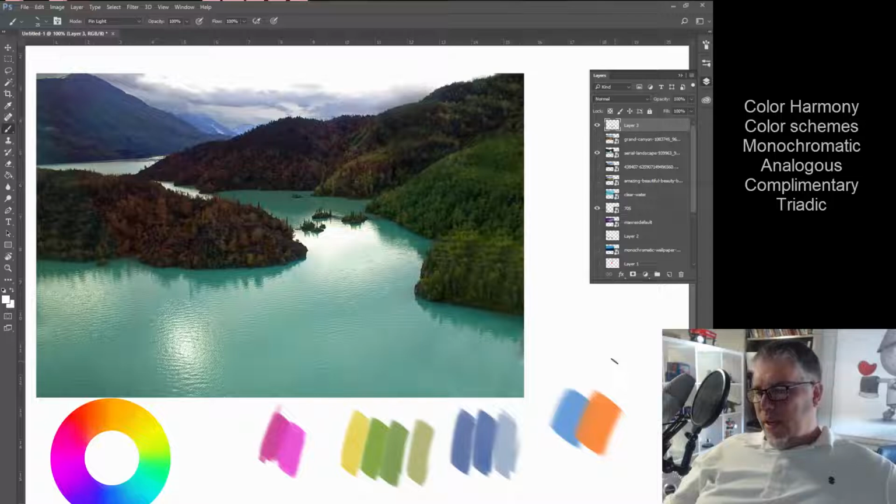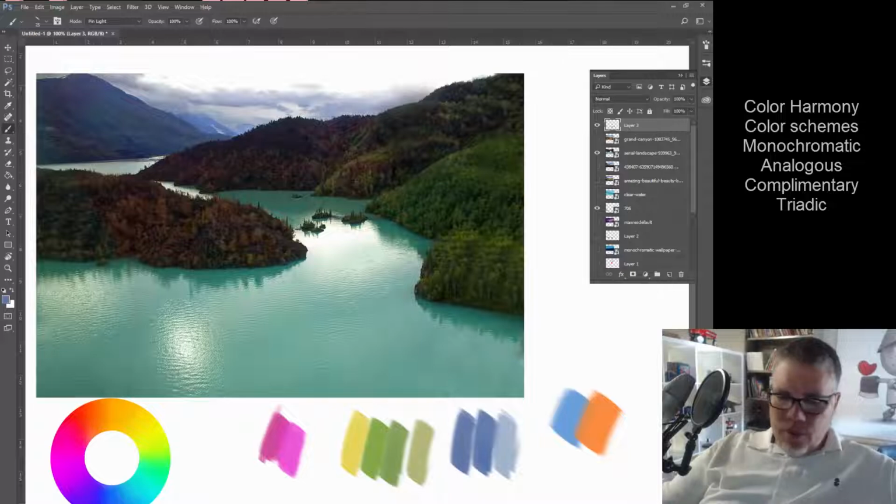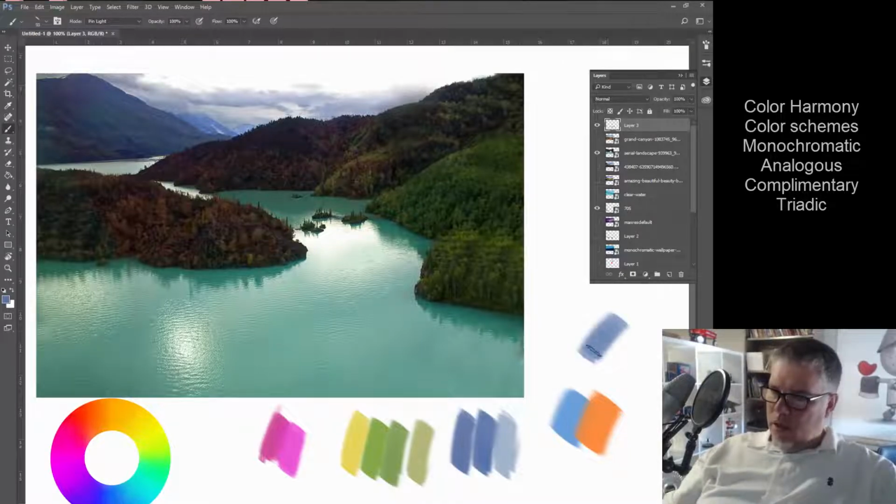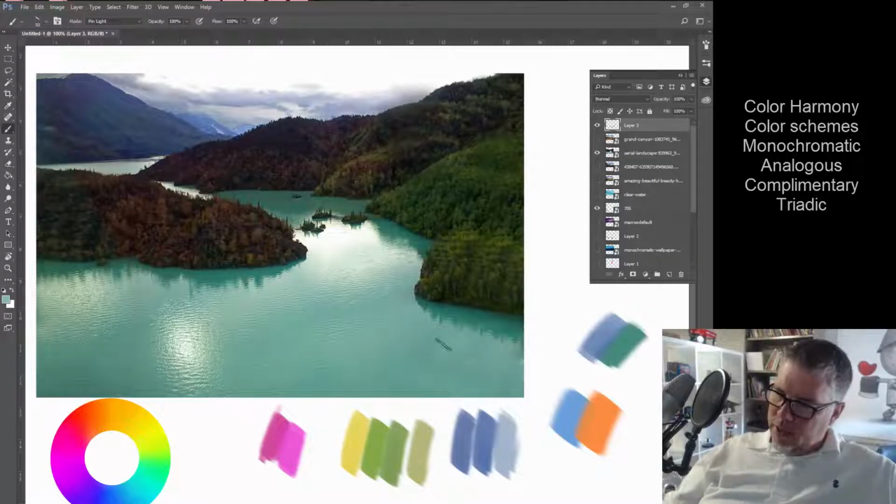How about this one here? Or is that a trick? Is that actually a complementary color scheme? I don't know. We've got blues, we've got greens, we've got lighter greens, even yet lighter greens, or let's see.